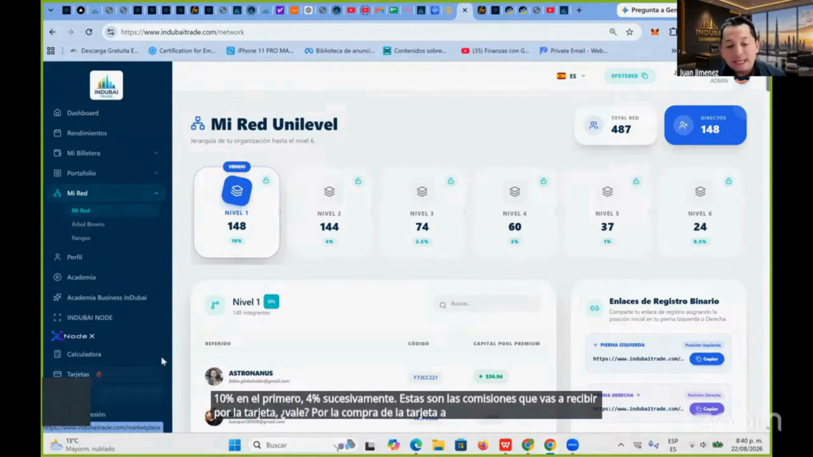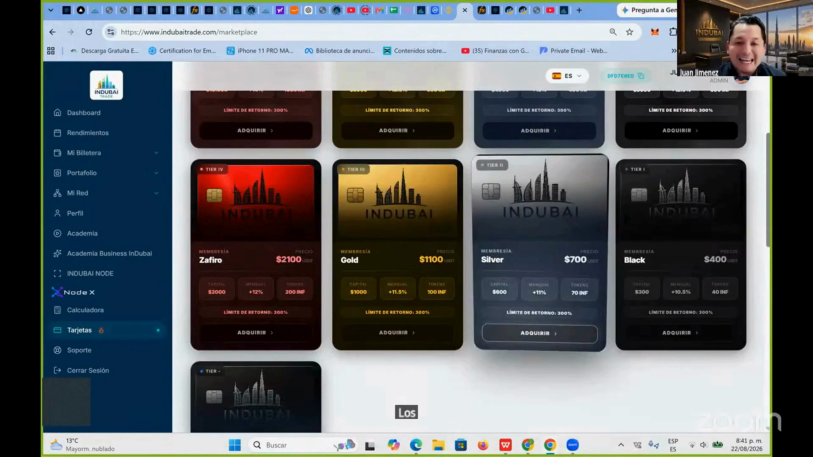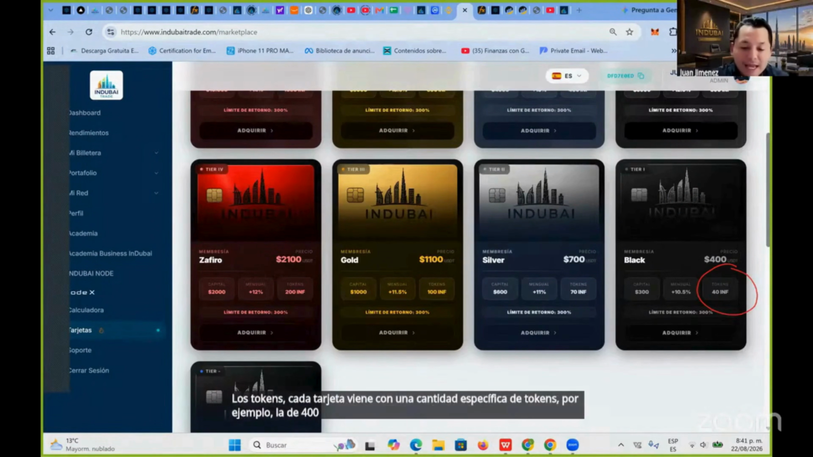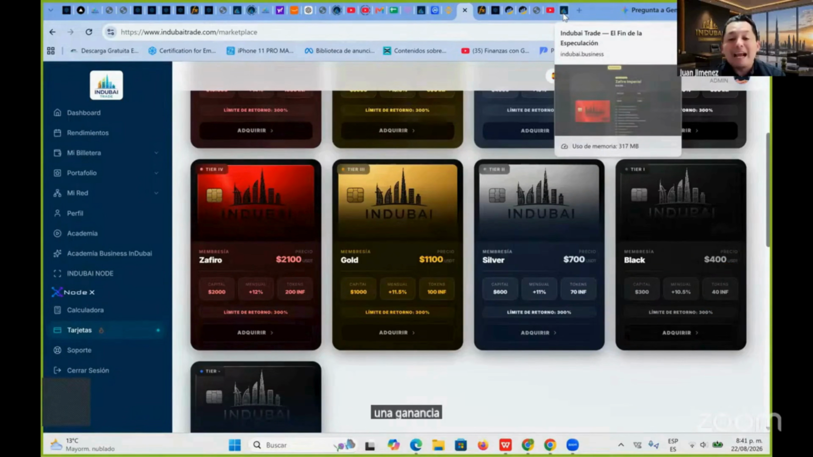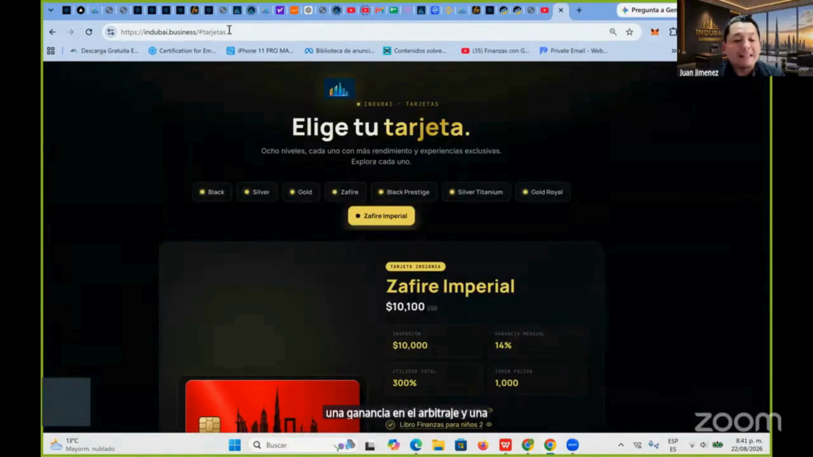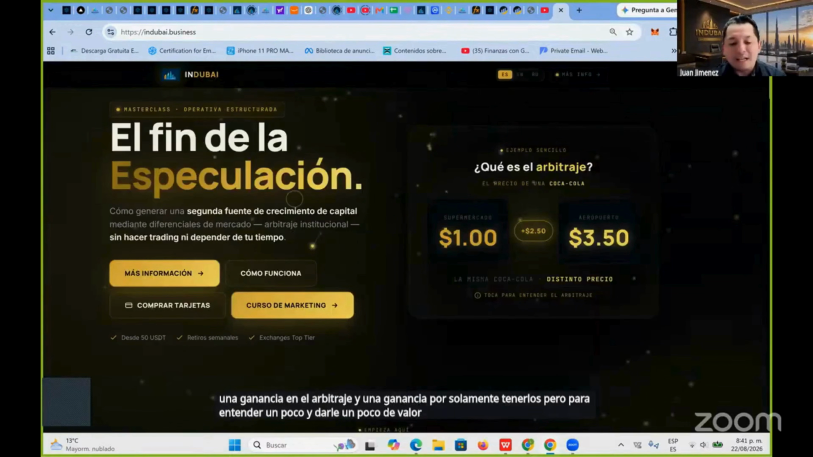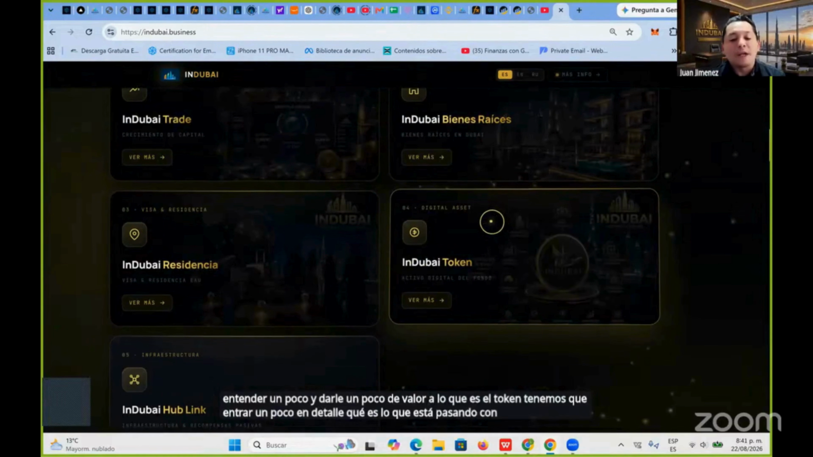Additionally, I want to explain something to you. One of our pillars is tokens. Each card comes with a specific amount of tokens. For example, the 401 comes with 40, the 771 is 10%, 100, 200, and so on. These tokens will also give you a profit from arbitrage and a profit just for holding them. But to understand a little and give some value to what the token is, we have to go into a bit of detail about what is happening with our Indubai token pillar.